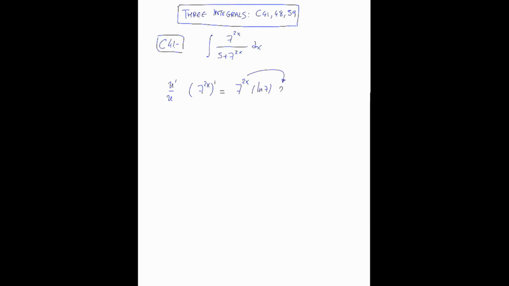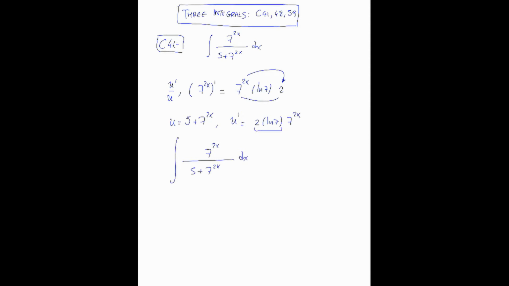2x, which is 2. So if we make u equal to the denominator, 5 plus 7 to the 2x, we have that u prime is, let's rewrite this in a different way, 2 times ln 7, 7 to the 2x, which is almost the numerator. So to do the integral, we just copy here 7 to the 2x over 5 plus 7 to the 2x dx. And what are we missing? We're missing this part here.